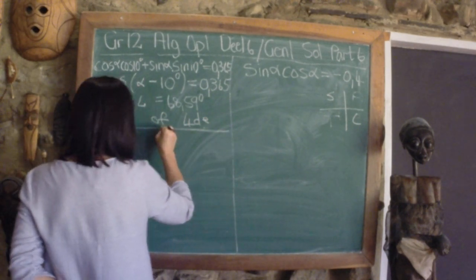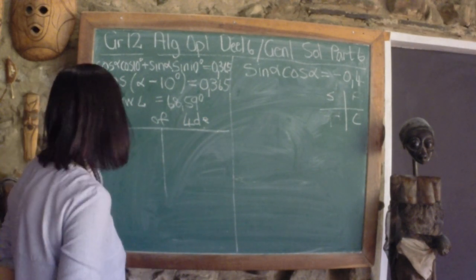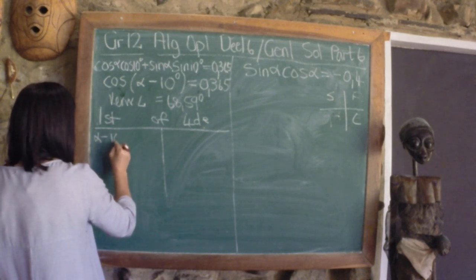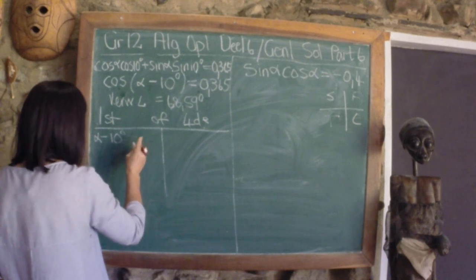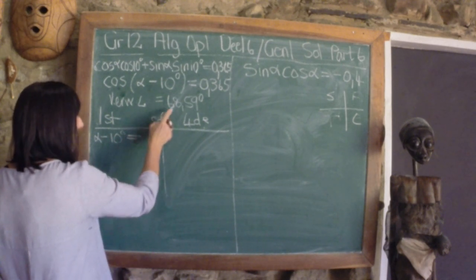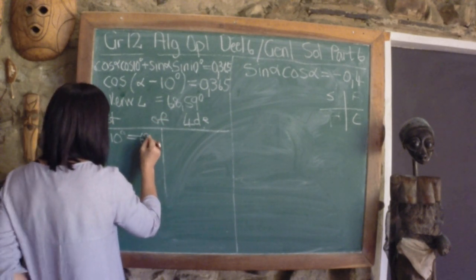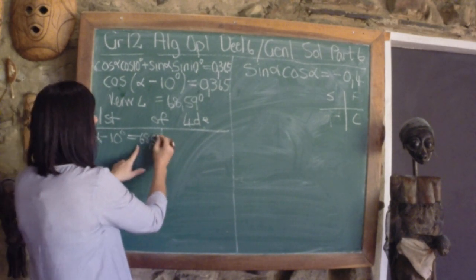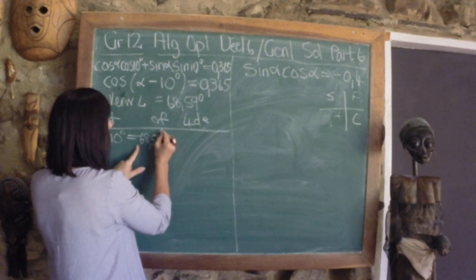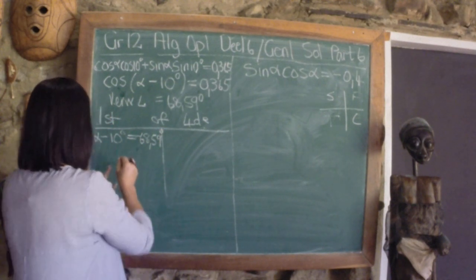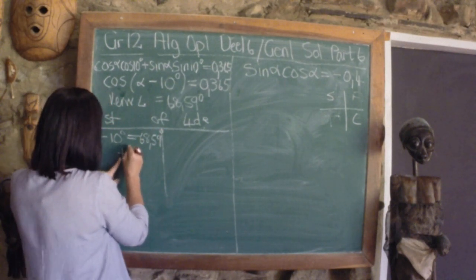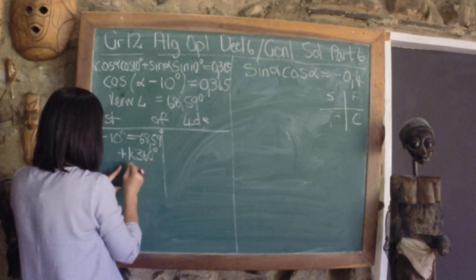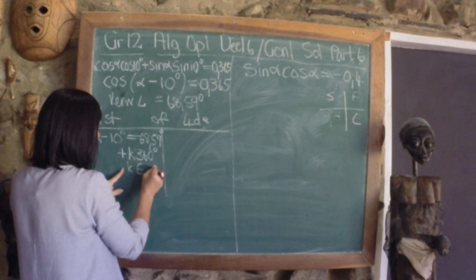And then I'm going to do the general solution as I've done it before. Angle alpha minus 10 degrees equals my reference angle. That's in my first quadrant. It's 0 degrees plus 68,59 degrees plus, and because it's cosine, it's k times 360, k element of Z.